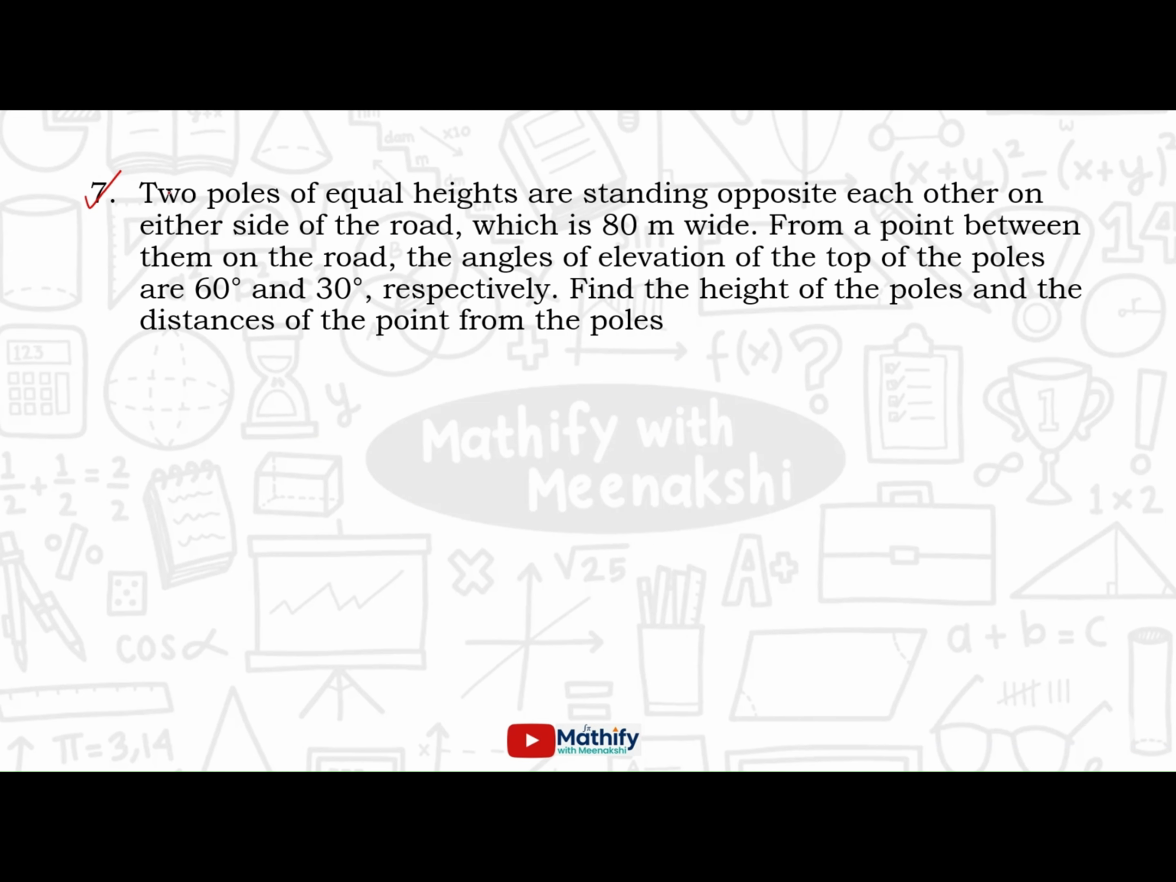Let's move to question number 7. Two poles of equal height are standing opposite to each other on either side of a road, which is 80 meters wide. From a point between them on the road, the angles of elevation of the top of the poles are 60 degree and 30 degree respectively. We have to find the height of the poles and the distance of the point from the poles. So let's draw the figure on the basis of given information.